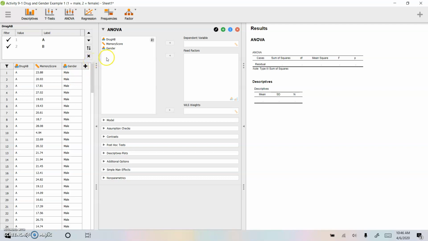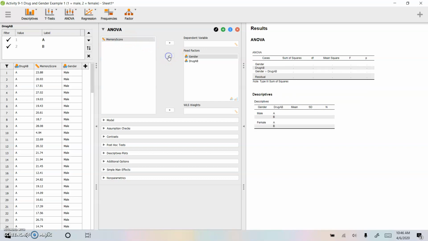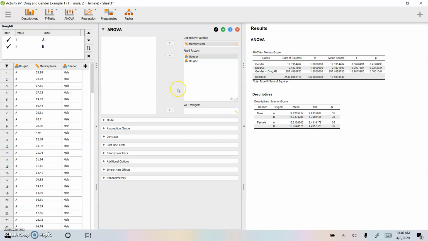All right, so we're going to run an ANOVA by putting both independent variables in the fixed factor box. Right? A factor is another word for an independent variable. Memory score is my dependent variable. And you can see that your ANOVA is being computed for you as you move the variables over into the boxes.